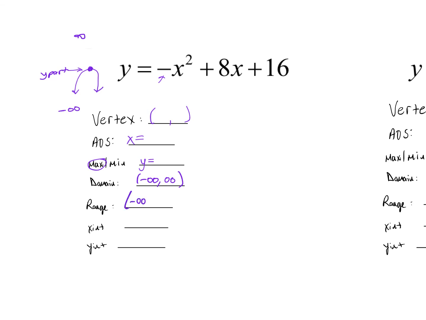Negative to the y part. I don't know what the y part is yet, but I know that every negative parabola is negative infinity to the y part of the vertex. If it's positive, it's the y part of the vertex to infinity. I cannot just look at this and tell the x-intercepts, but I can look at it and tell the y-intercept.